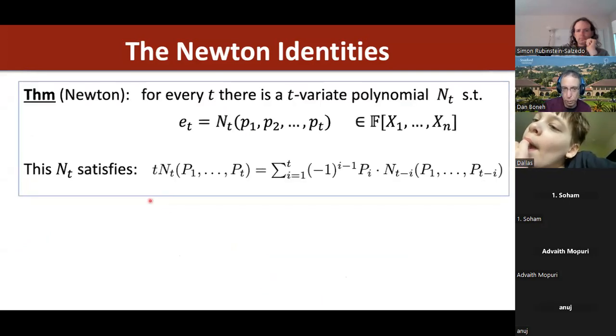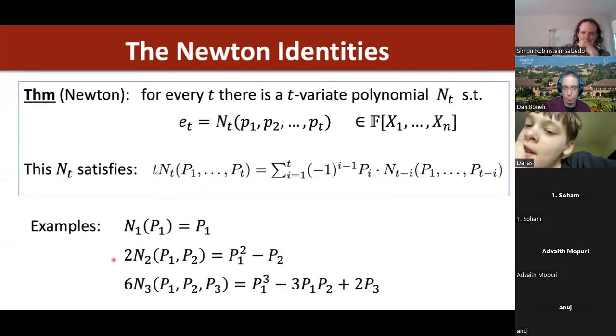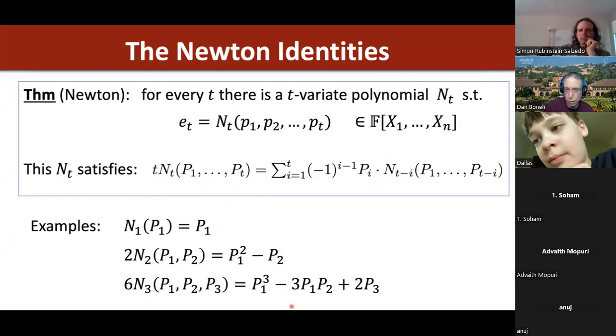That's what Newton noticed. And in fact, this polynomial n_t satisfies a very simple recurrence. I even wrote down the recurrence here. You see n sub t is defined in terms of n sub 1 up to n sub t minus 1. So there's a very simple recurrence to compute these n_t's, and I even wrote down some examples for you. n1 is very simple, n2 happens to be just that, n3 happens to be that, and so on and so forth. So if I compute the first three power sum polynomials, I can compute the third symmetric polynomial from those three values.